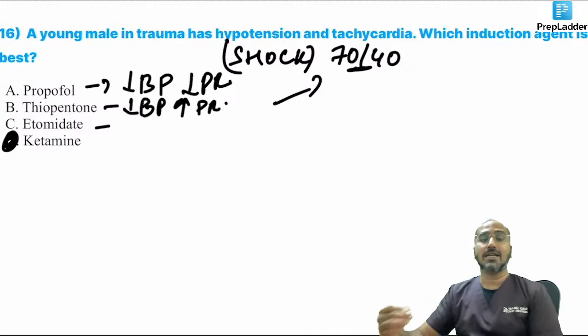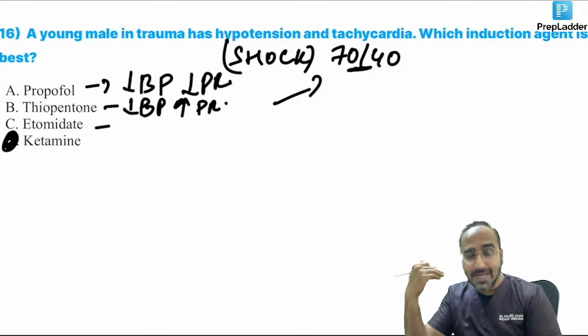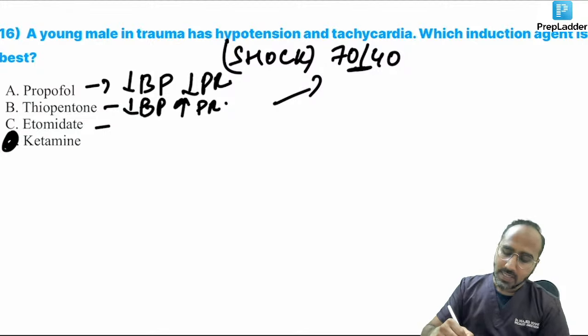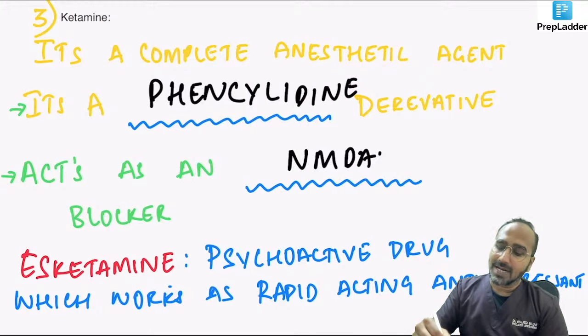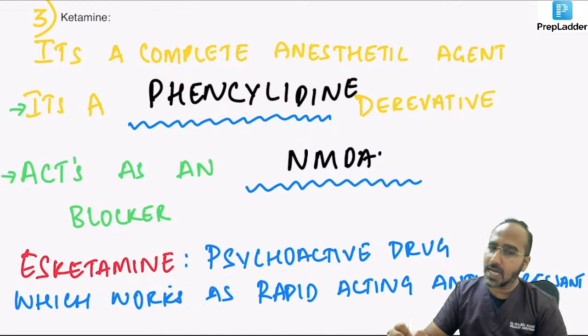Ketamine. Why? Because in shock-like conditions you want to increase the BP, so ketamine is that drug. Ketamine is basically a complete anesthetic agent. It is a phencyclidine derivative and acts as an NMDA receptor blocker. I told you about S-ketamine also.